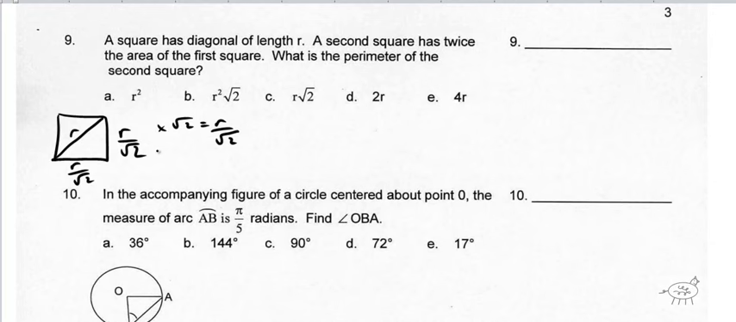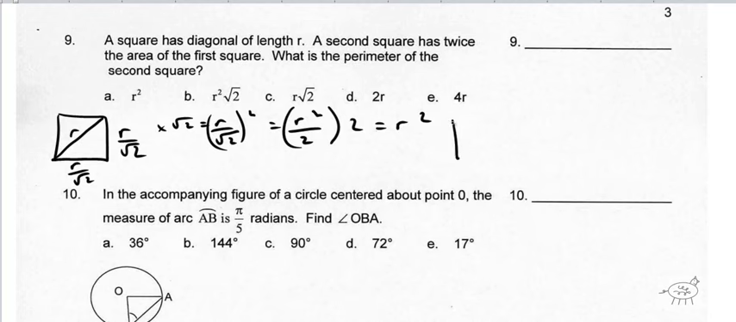Okay, and to find the area of that square, you square this. So you get r squared over 2. That's the area of that square. It says a second square has twice the area of the first square. So if I multiply this by 2, because again, it's the area of the first square, I get r squared. That's the area of the second square. Okay, and so what's each side for that one? Well, if it's r squared, isn't it r and r? So what's the perimeter? Well, they're all r's, so it's 4r.